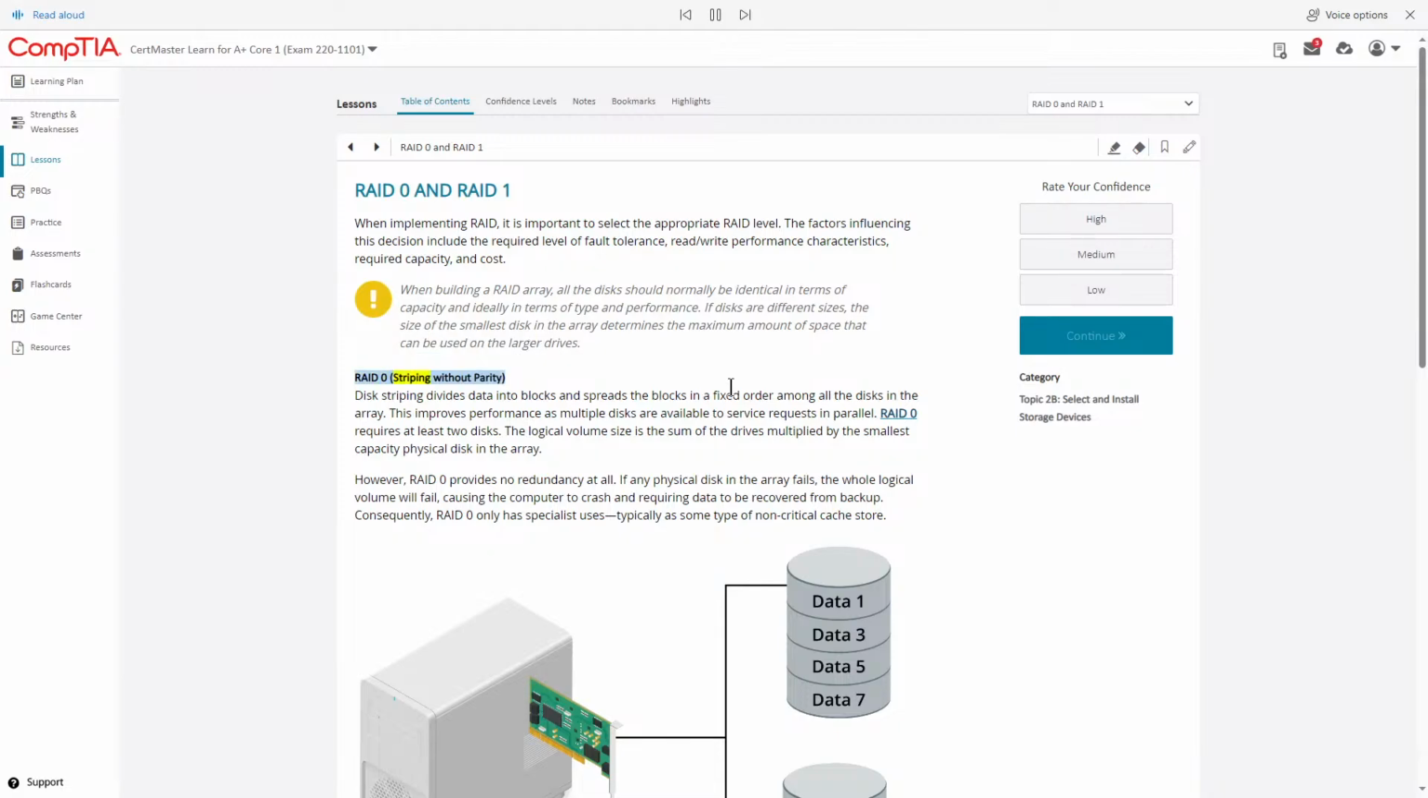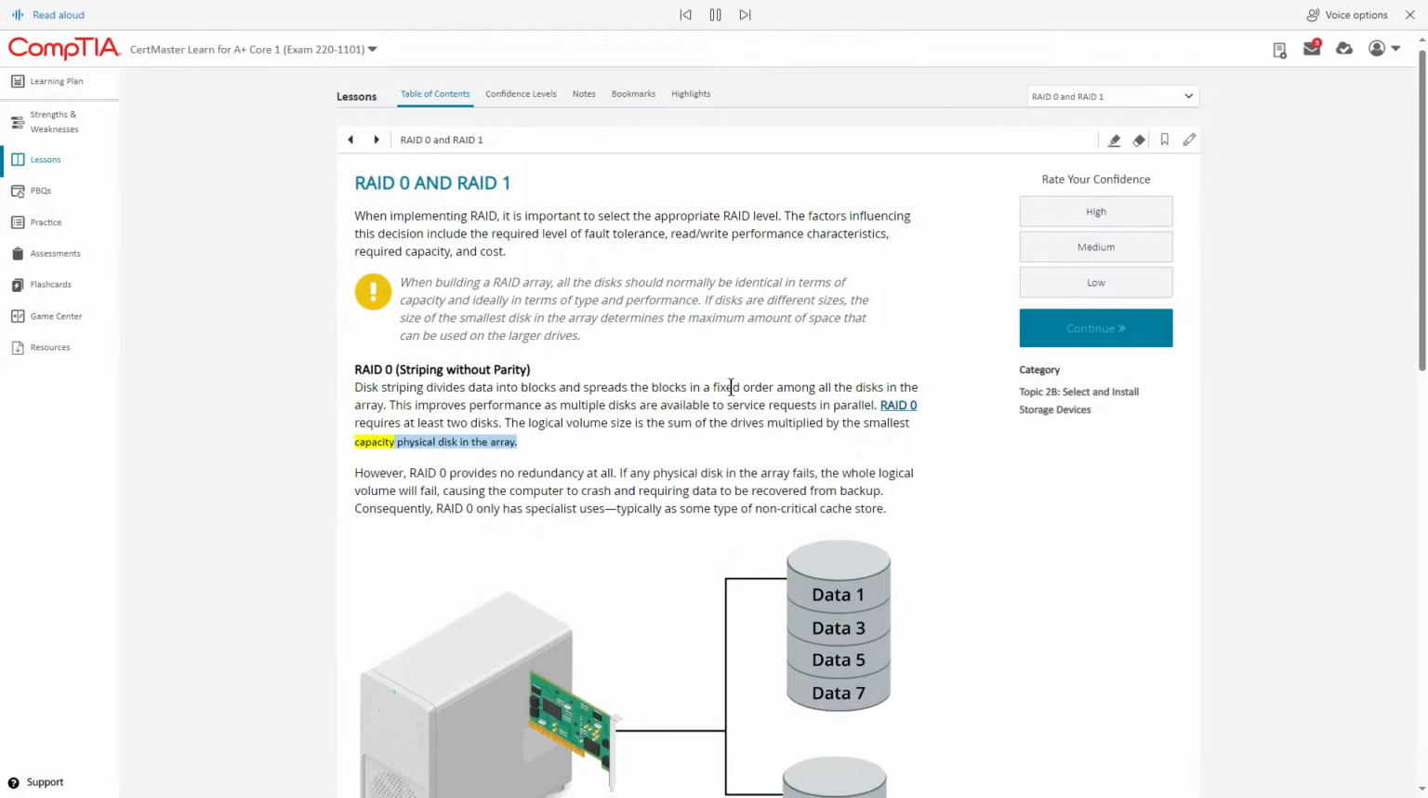RAID 0, striping without parity. Disk striping divides data into blocks and spreads the blocks in a fixed order among all the disks in the array. This improves performance as multiple disks are available to service requests in parallel. RAID 0 requires at least 2 disks. The logical volume size is the sum of the drives multiplied by the smallest capacity physical disk in the array.